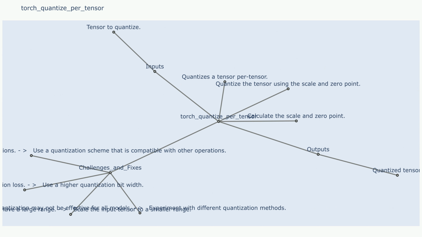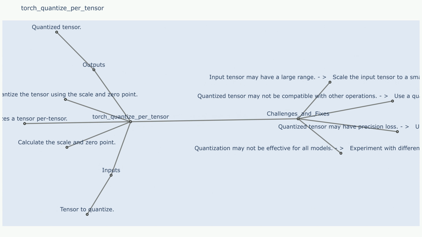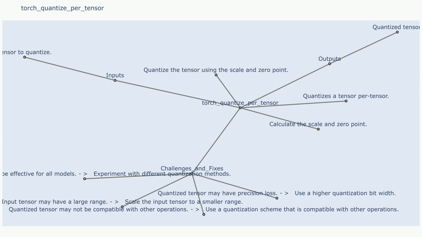Challenge 3. If the input tensor is not properly normalized, quantization can lead to significant loss of precision. Sample use case that resulted in challenge 3. If the input tensor has values ranging from -100 to 100, but the scale factor is set to 1, the quantized values will only be able to represent values in the range of -128 to 127.